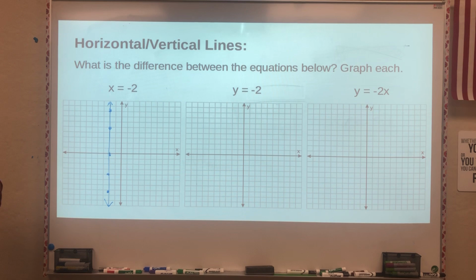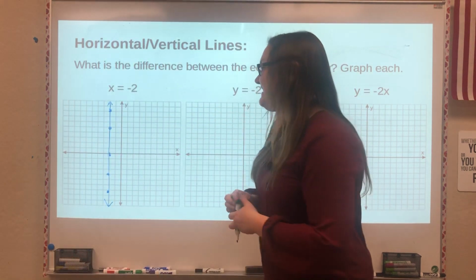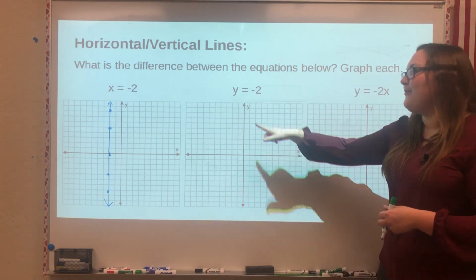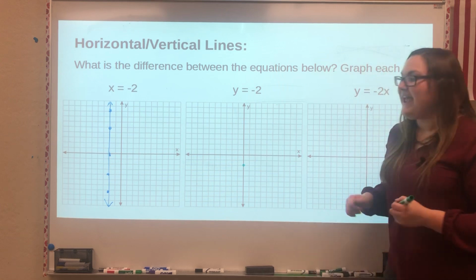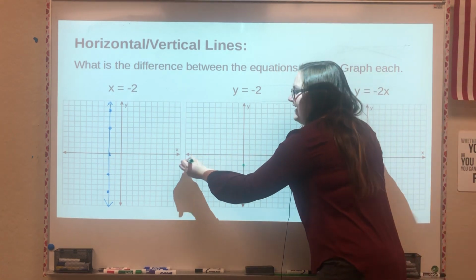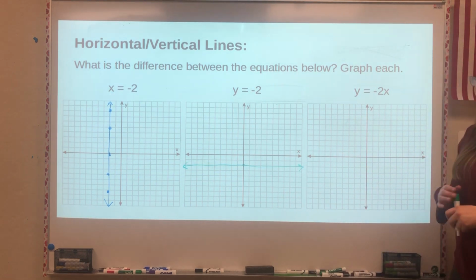Now for the y equals negative 2, that's the opposite. Instead of intersecting our x-axis, it's going to intersect our y-axis at negative 2. So that one right there would be a horizontal line. It would be a line that looks like this one here.